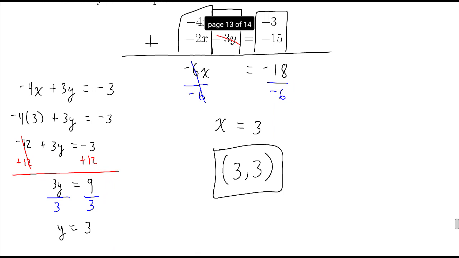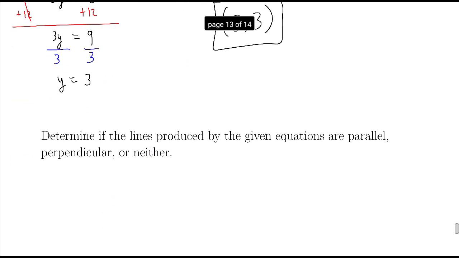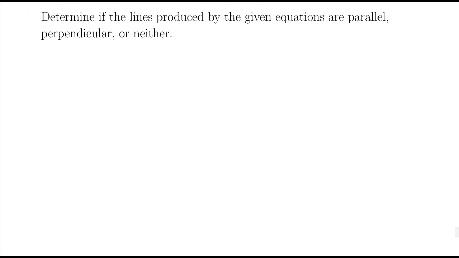The next part of this question is to determine whether or not the two lines are parallel, perpendicular, or neither. I know they're not parallel, because they intersect. Parallel lines never touch each other. So it's either perpendicular or neither. To find out, I'll compare their slopes. So negative 4x plus 3y equals negative 3, and negative 2x minus 3y equals negative 15.